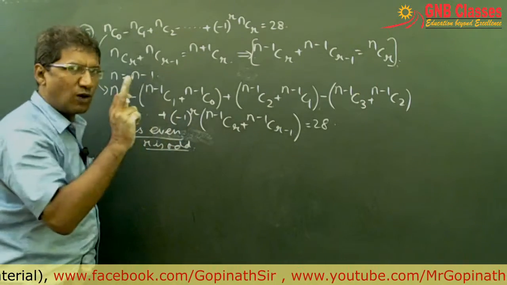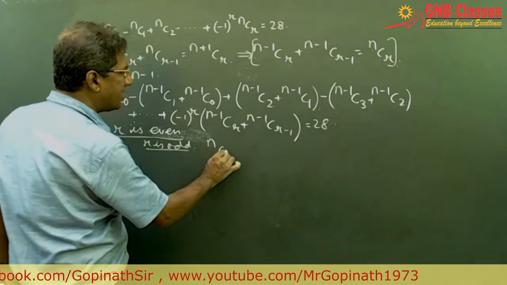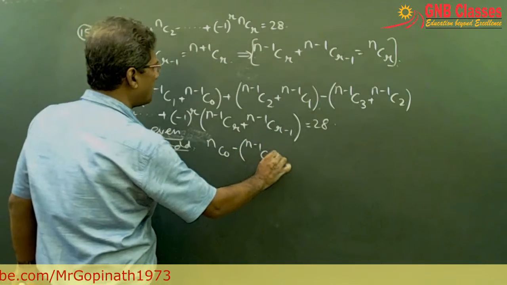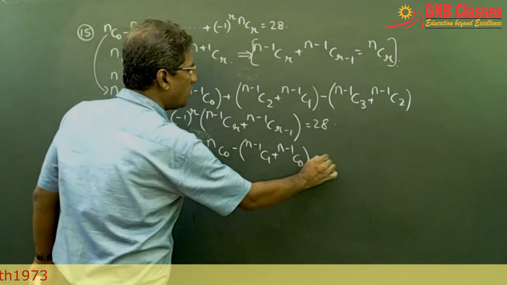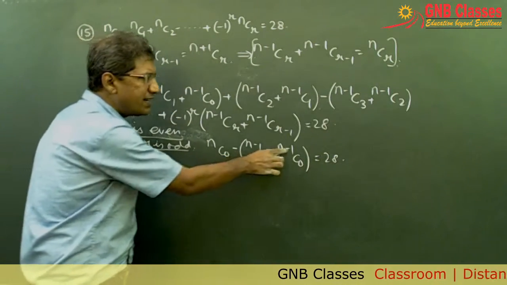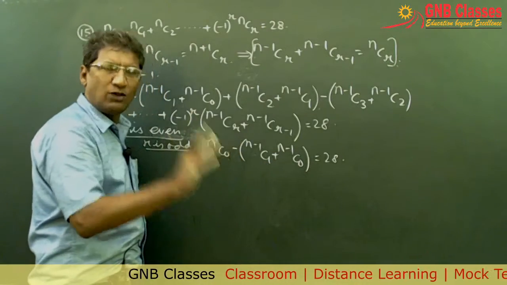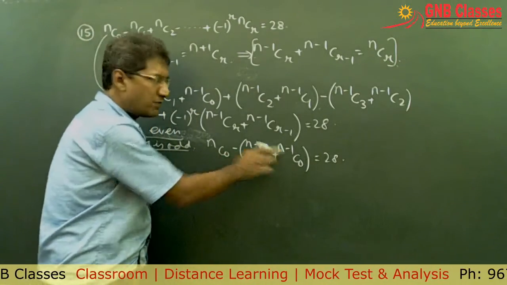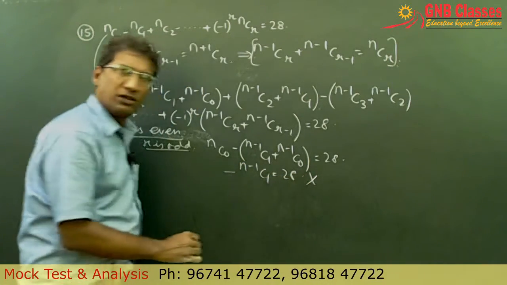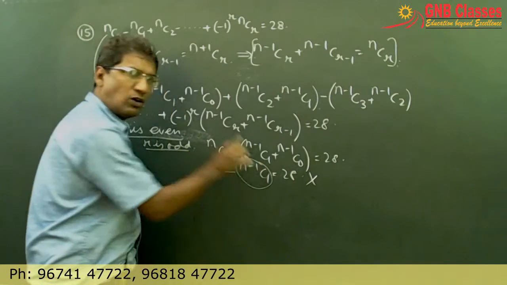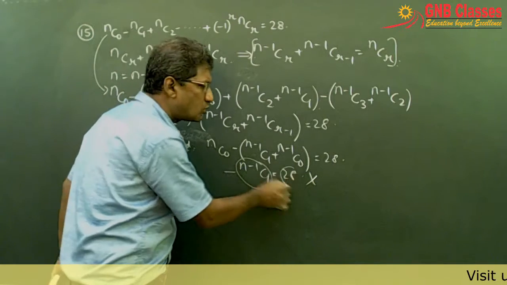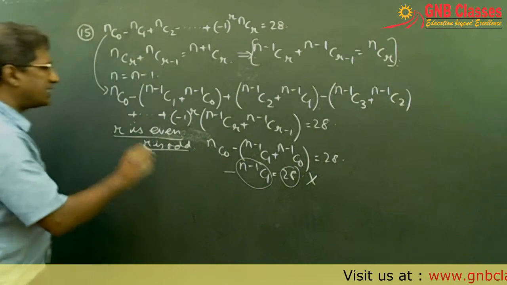Now suppose r is 1. Then we have nC0 minus n minus 1 C1 plus n minus 1 C0, which will be equal to 28. Now look carefully. If I open the bracket, nC0 and n minus 1 C0 are the same value, 1, so this will go off. We will be left with minus n minus 1 C1 equals 28, which is impossible, because n minus 1 C1 always gives a positive value. So a negative value cannot be equal to 28. Is it clear?